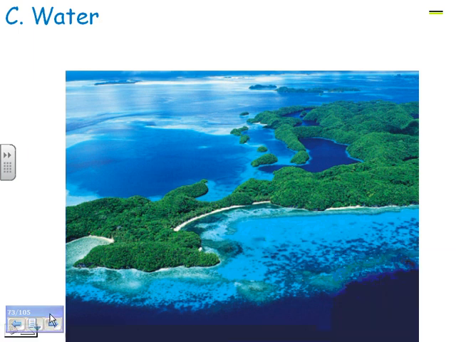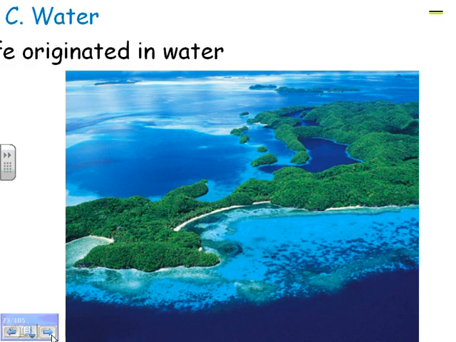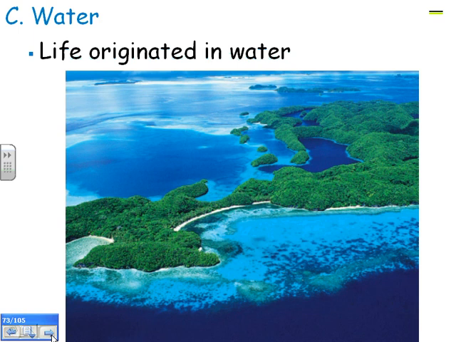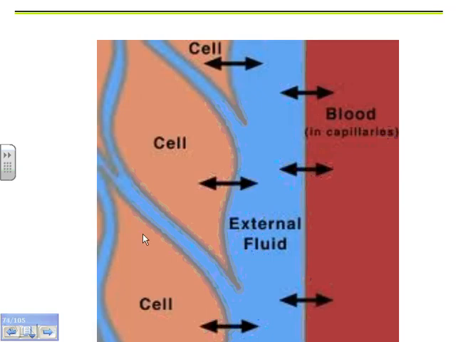Water. So we're going to be talking about the things about water that are important for biology, or at least some of them. Life originated in water. Here's a picture of cells, and this is blood that's inside of a capillary, and this is the fluid that's between the cells and the blood. So all of your cells are immersed in water, and they have water inside of them. So you're made up of a lot of water, and all of your chemical reactions happen in water.